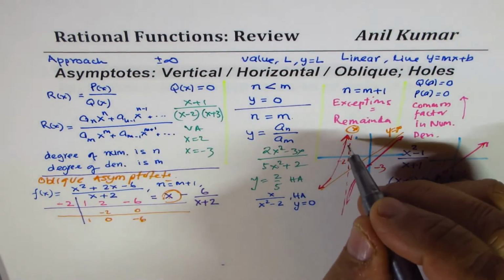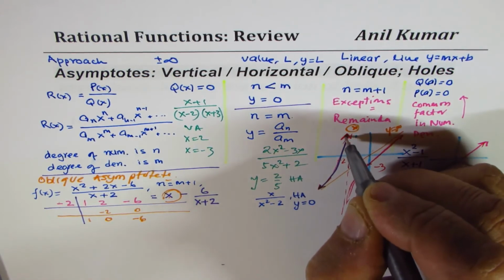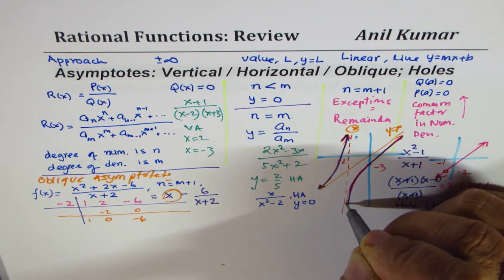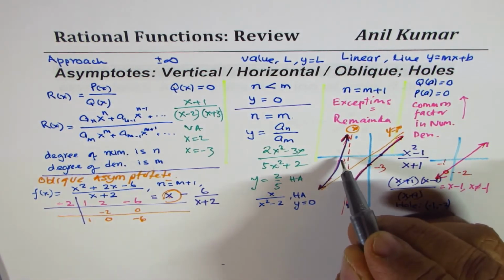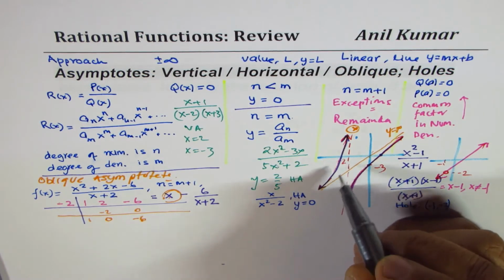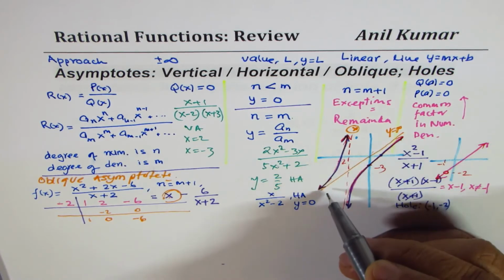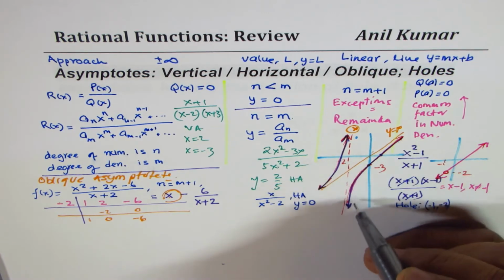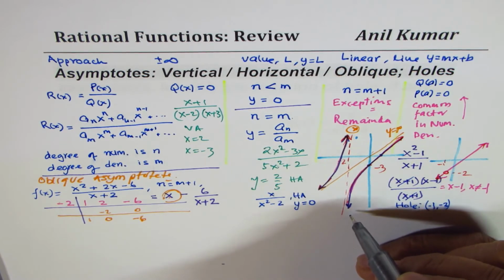So finally, we can sketch the curve of the function as like this, right? You can always calculate these x and y intercept. That is not very critical to find. You know that it's approaching positive infinity from the left side and above the oblique asymptote. On the right side, it is approaching the oblique asymptote from below and approaching vertical asymptote down as shown here.